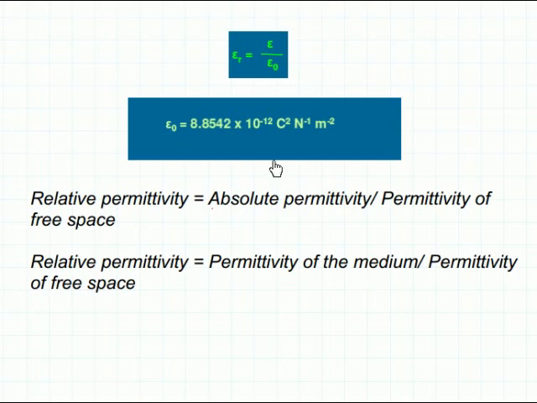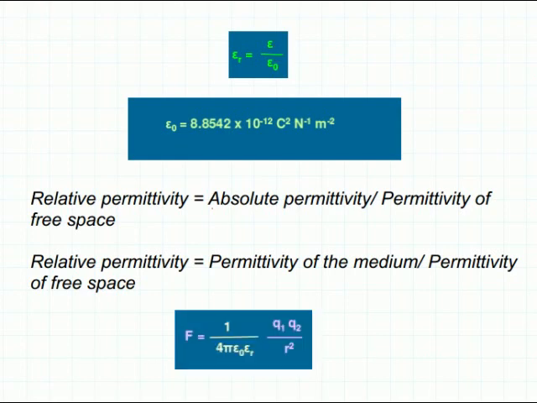When the medium changes, the value of epsilon will change, because the value of epsilon changes from medium to medium. The value of this relative permittivity will be different for different media, and therefore the value of force will be different for the same two charges but in different media. The value of epsilon r, that is the relative permittivity, for vacuum, as we have already discussed, is 1. Therefore F is equal to 9 into 10 raised to 9 into q1 q2 by r square.